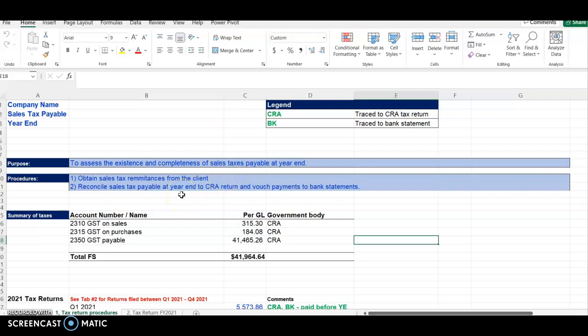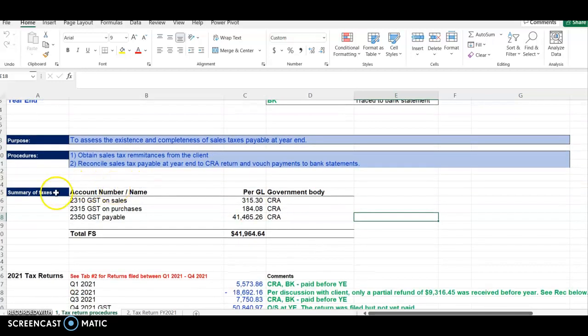So what are the procedures that I'm going to perform? I'm going to obtain the sales tax remittance from the client, okay, because remember, when they file their taxes, they are going to get like a tax return, okay. So we're going to obtain those tax remittances from the client. And number two, we are going to reconcile the sales tax payable per the GL to what we have in the tax return. In Canada, the body responsible for taxes is known as the CRA, which is the Canada Revenue Agency. And then we're going to vouch the payment to the bank statement.